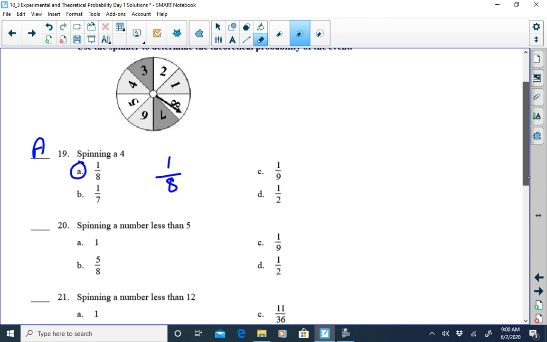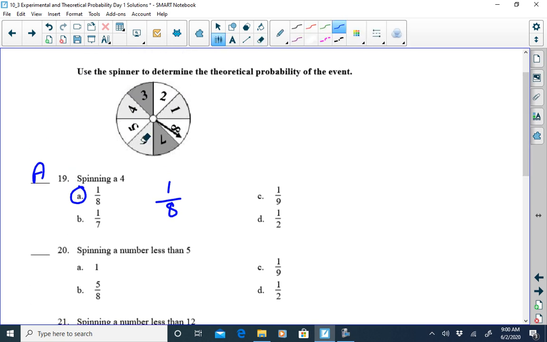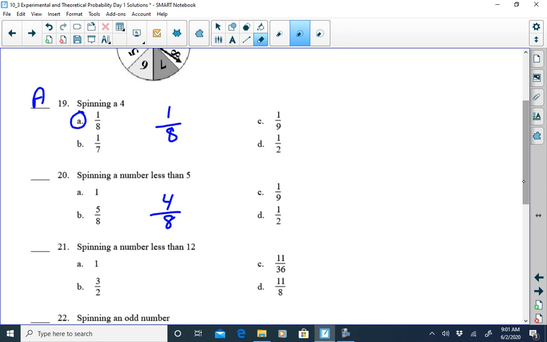Question 20, spinning a number less than 5. Well, what's less than 5? Well, 4, 3, 2, and 1 are all less than 5. So out of the 8 possible outcomes of the spinner, 4 of the 8 outcomes are less than 5. 4 out of 8 would simplify to answer D for question 20, 1 out of 2.